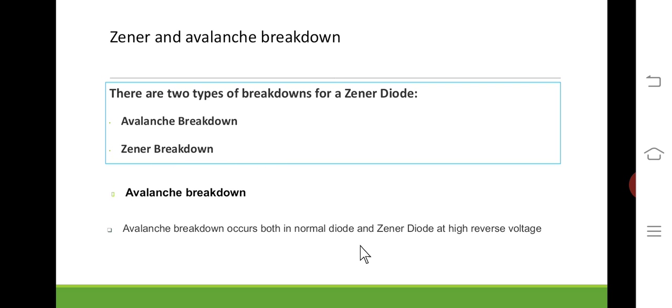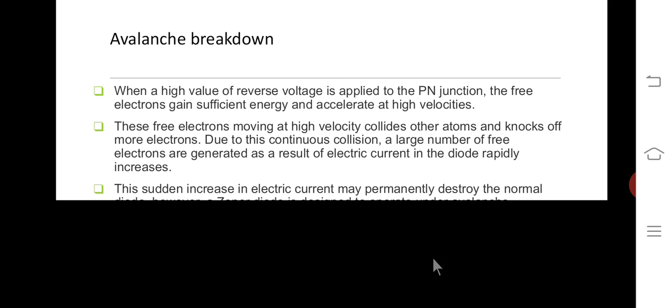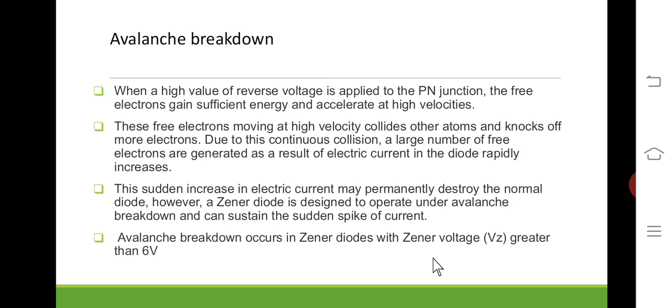Avalanche breakdown usually occurs in both the Zener diode and the normal diode with a high reverse voltage. So first let us study the avalanche breakdown. What do we mean by the avalanche breakdown?